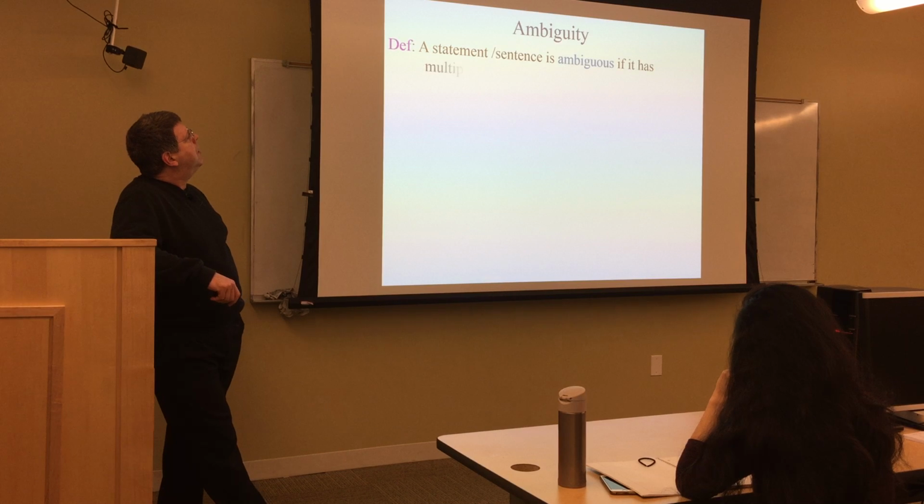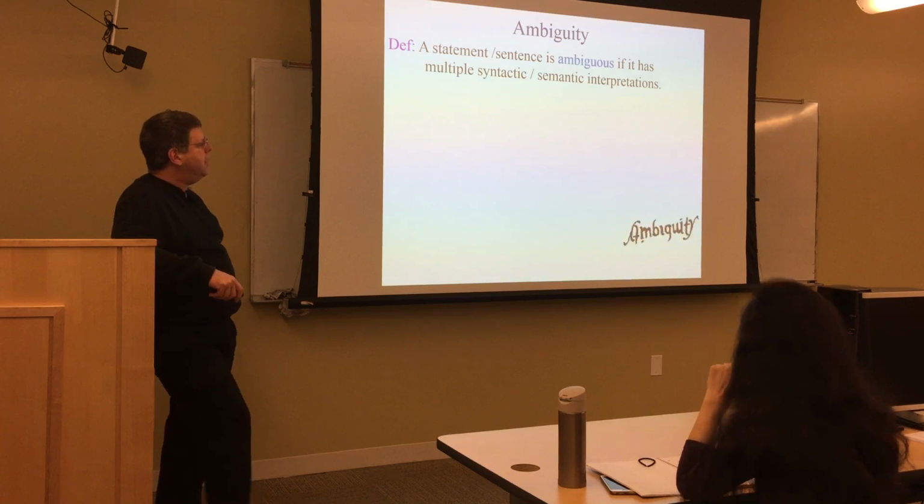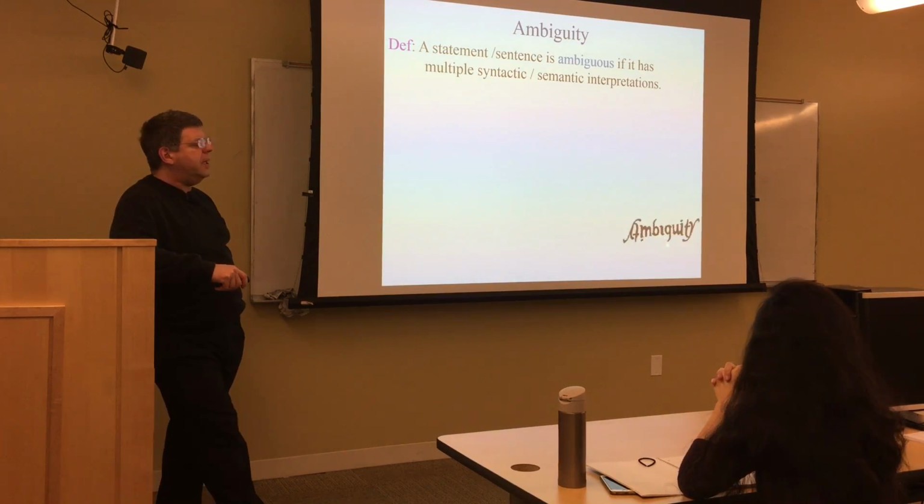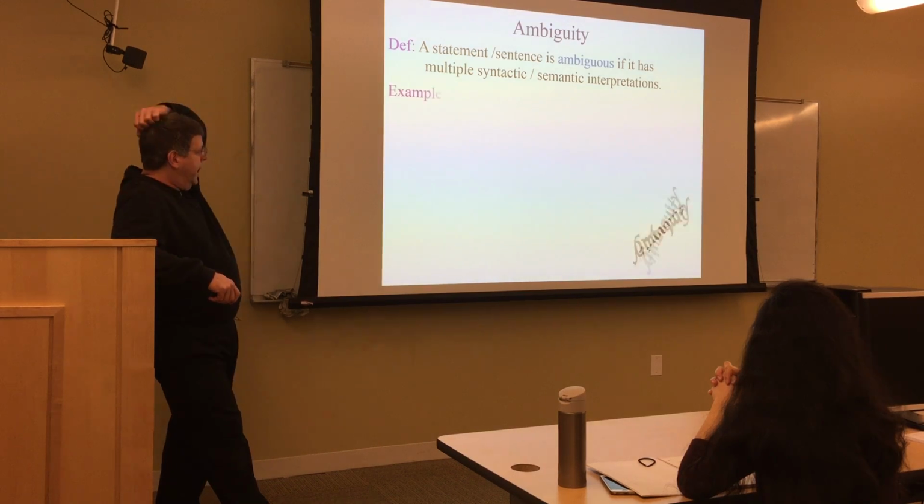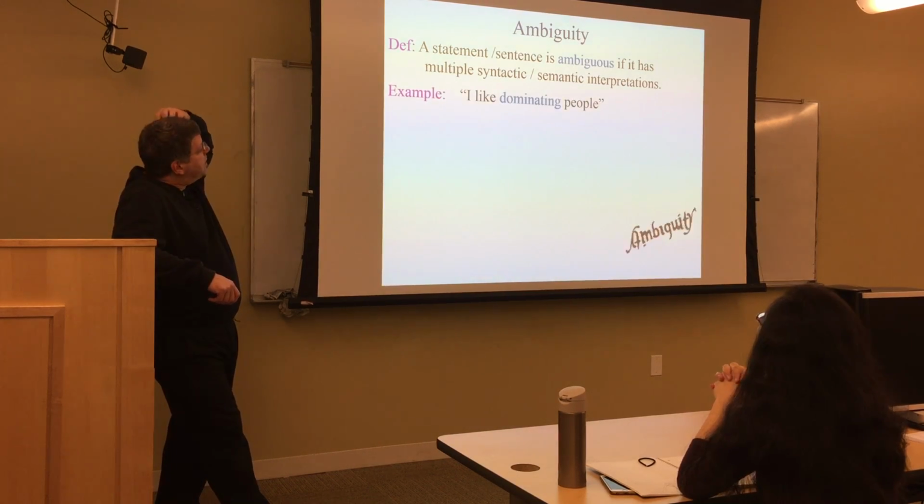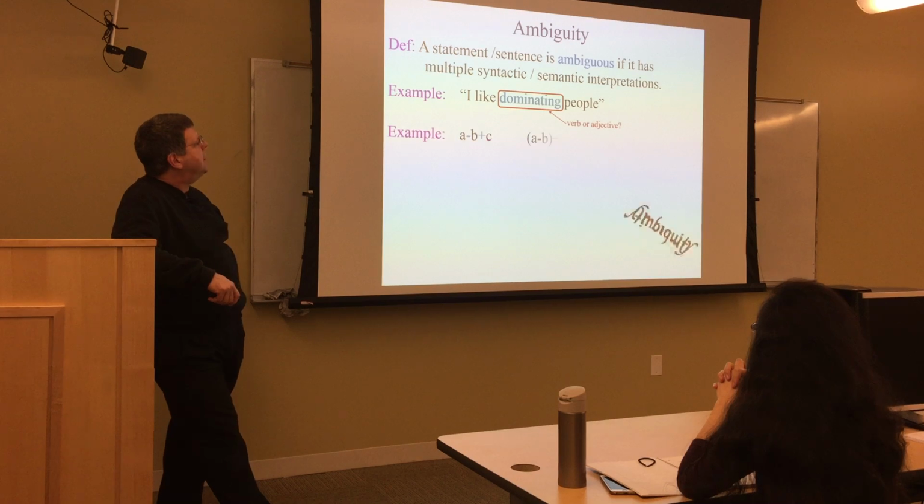Okay? Ambiguity. So ambiguity is not a great thing to have. Some sentences are ambiguous, some symbols are ambiguous. This is turning upside down and it reads the same, if you look carefully. It's the word ambiguity written upside down and right side up, amazingly identically. And there's lots and lots of examples of ambiguity. You say, I like dominating people. That's an ambiguous statement. You don't know if the word dominating is a verb or an adjective, right?